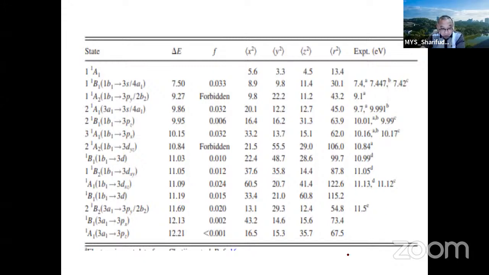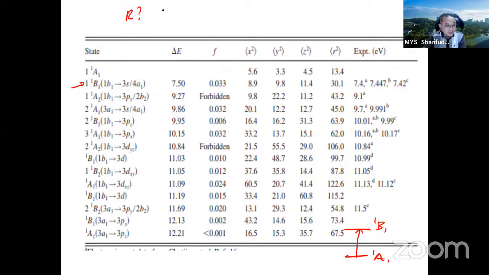Okay, so this is 1A1. There's the ground state. The next state is 1B1. So this transition, we can ask, is it allowed? In order to do that, we say, what is R?